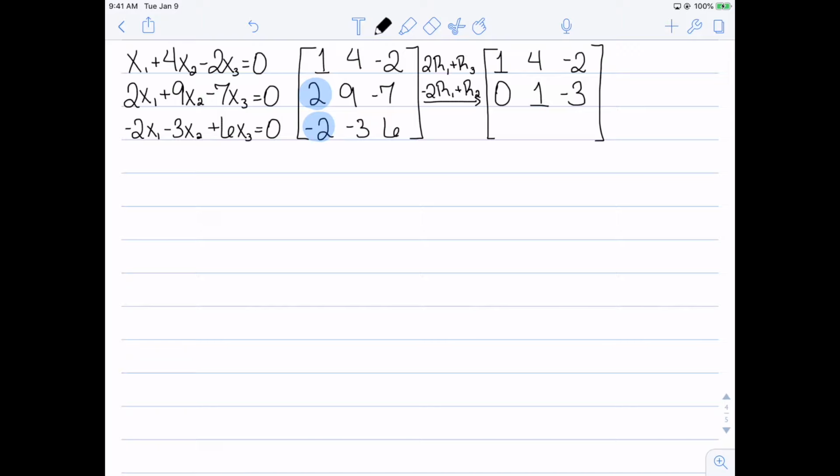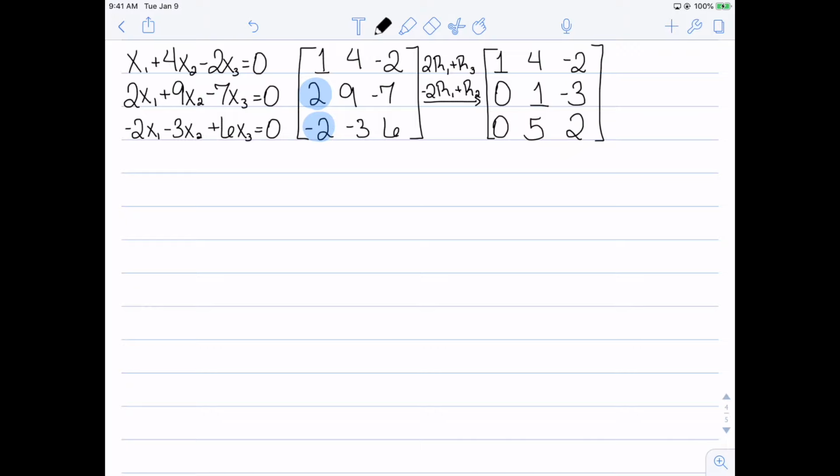The third row is a negative 2, so we need to add 2. So I'll do 2 row 1 plus row 3. So 2 times 1 is 2, minus 2 is 0. 2 times 4 is 8, minus 3 is 5. 2 times negative 2 is negative 4, plus 6 is 2. So I now have the first column the way I want it.